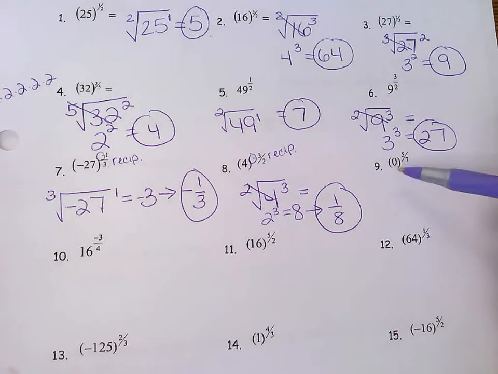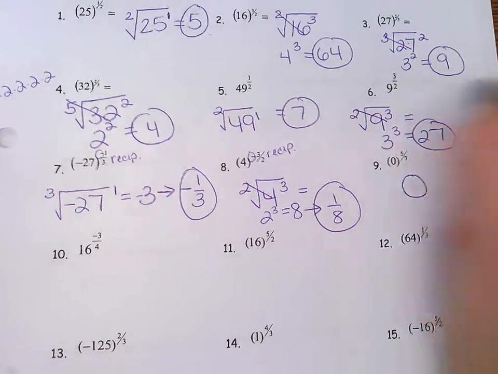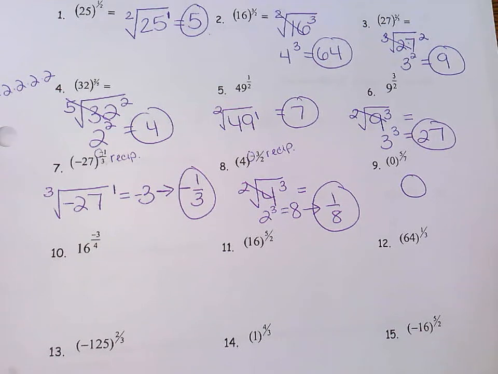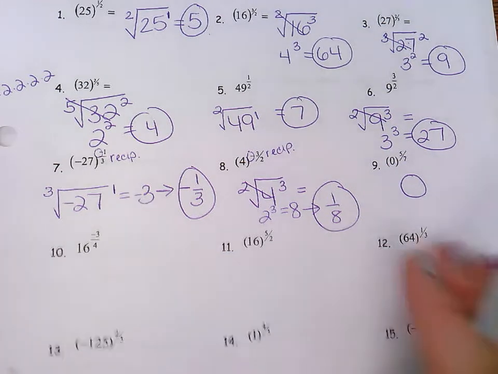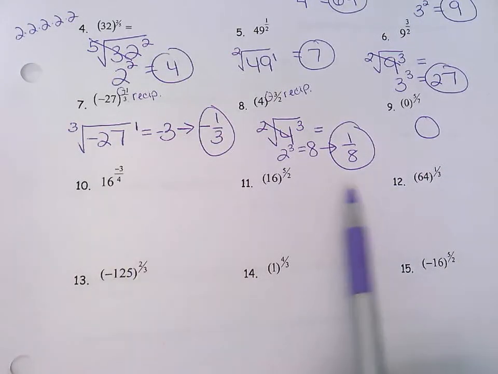We know that 0 to any power is always 0. And we know that when 0 is in the exponent, we get 1, but 0 is the base in this problem. So what I would do is pause the video for a moment and try 10 through 15 just to see if you've got this fractional exponent skill, and then you can unpause the video. So I'm going to show you the answers now.